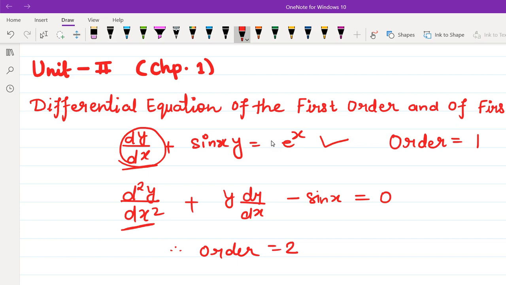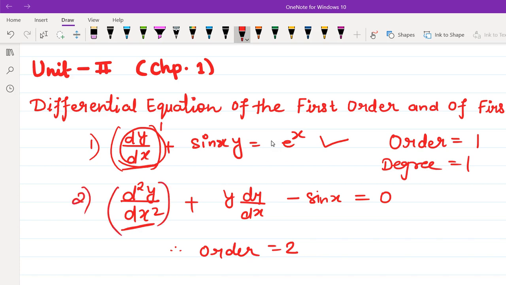Now, what is degree then? Degree is the power of the highest order derivative. In the first example, the power of dy by dx is 1. Therefore, the degree is going to be 1. We look at the highest order derivative present in the differential equation, and its power is going to be the degree of the differential equation. In the second example, the highest order derivative is d square y by dx square and its power is 1. Therefore, the degree of the given differential equation is going to be 1.